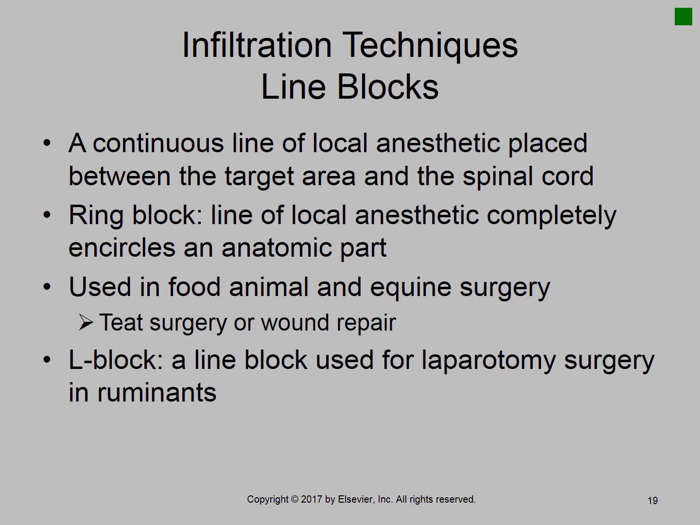Line blocks. A line block is a continuous line of local anesthetic placed between the target area and the spinal cord. The ring block is a line of anesthetic completely encircling an anatomical part. And these are used in food animal and equine surgery. For example, we can do teeth surgeries or wound repairs or some other things. We can do line blocks. We can do ring blocks. Some people used to call them circle blocks. And we can do that to deaden the area.